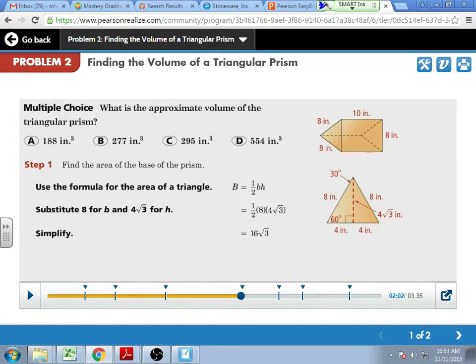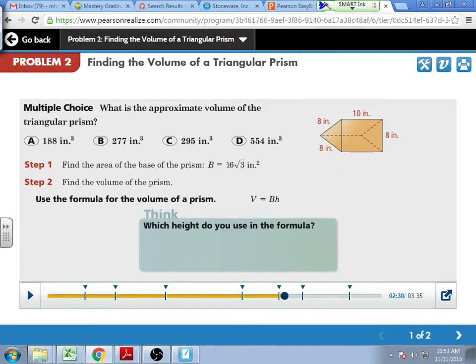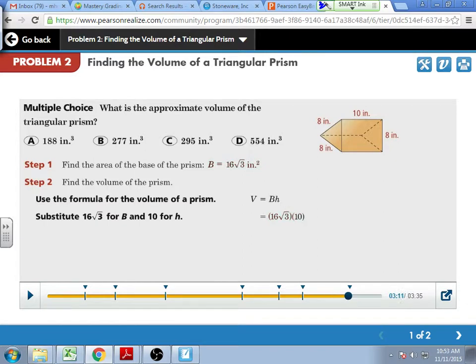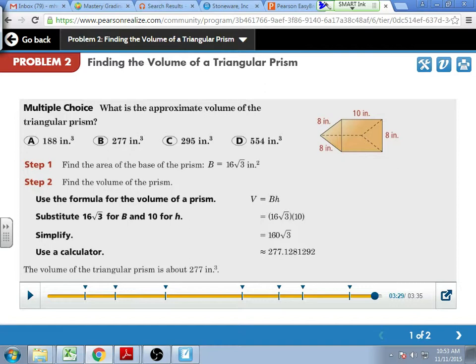I then take that and multiply by the height of the prism, the distance between the bases, which is 10. So when I multiply that by 10, it's just 10 times the 16. So it's 160 radical 3, approximately 277. No, it's not. It's 160 radical 3 inches.